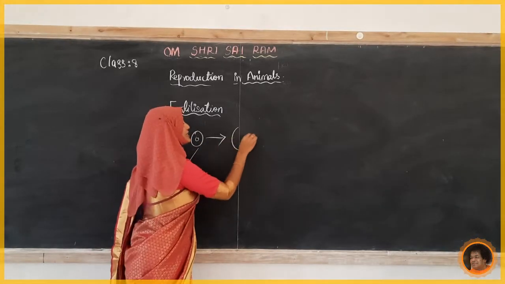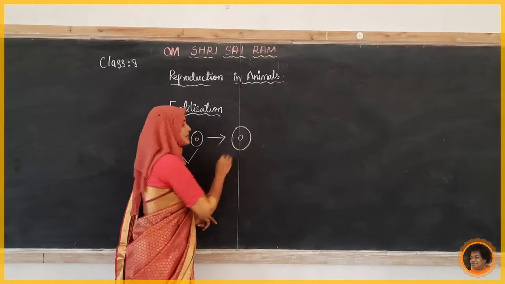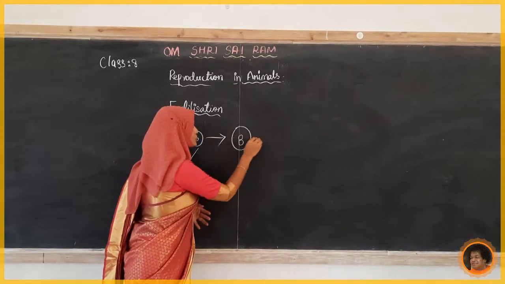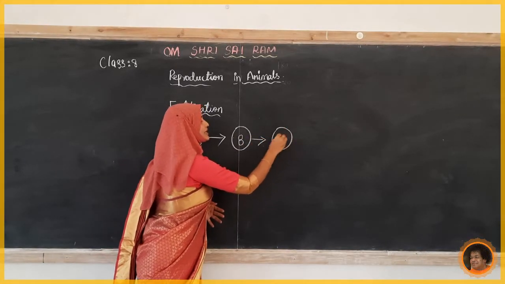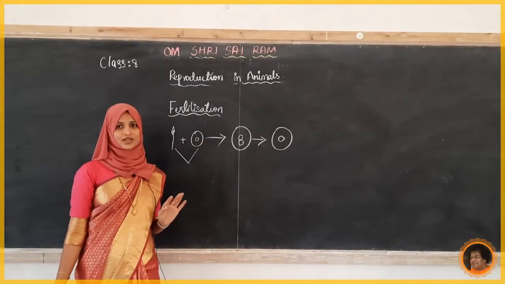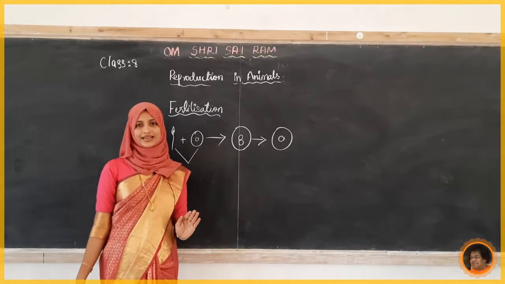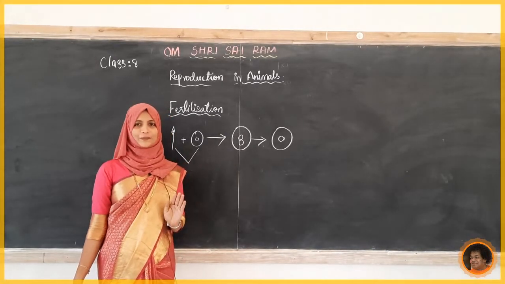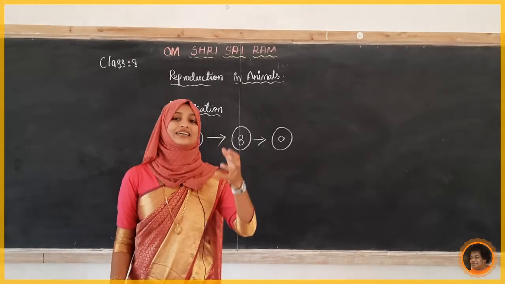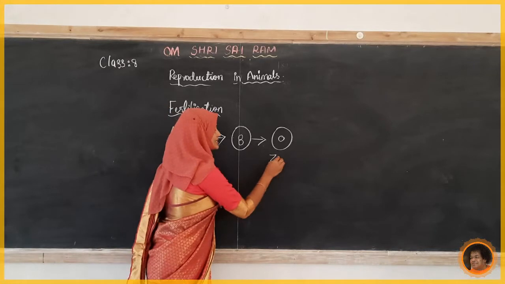Now the result, the fertilized one, what are we getting? We call it the fertilized egg, which has only one nucleus. The two nuclei fuse here and form a single nucleus. This is called fertilization. The fusion of male and female gametes is called fertilization. Now we will see the result of fertilization. Fertilization gives a result called the zygote.